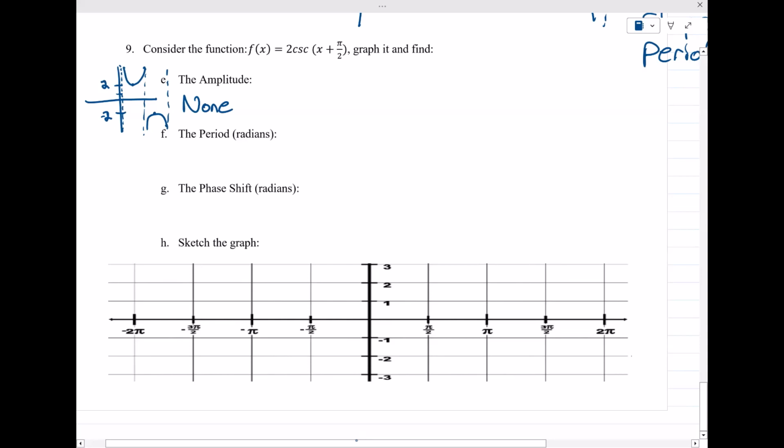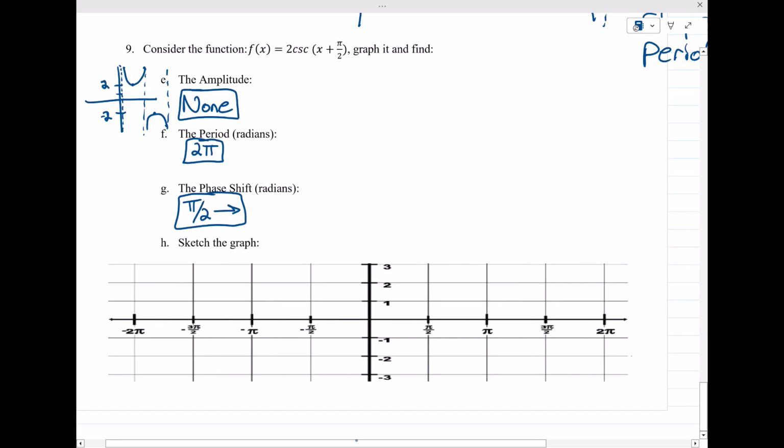All right, good. I think you guys are understanding this, which is great. We could go ahead and answer these questions because the x is by itself. So there is no amplitude. As far as the period, the normal period of cosecant is what? It's usually 360, but I did ask for it in radians. There's nothing to divide by, so we'll just keep it 2 pi. The phase shift is going to be pi over 2 to the right.